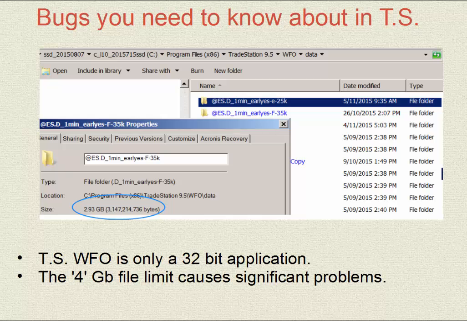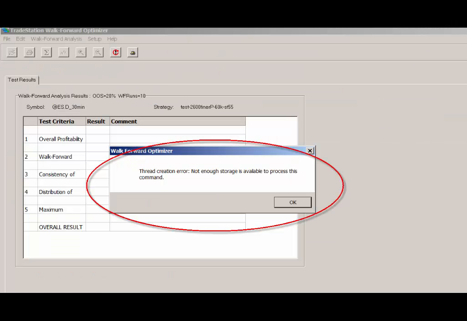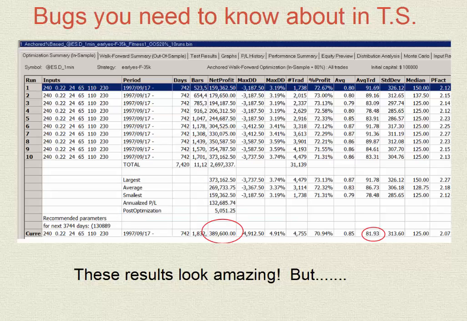Normally, if the files are too big, the walk-forward optimizer will crash, or the graphs don't display, or some of the dates can be wrong when you look at the in-sample reports. But here we're going to show you something that's more subtle. These results look quite amazing. $389,000 profit, nearly $82 profit per trade. That's still with zero slippage and commission.